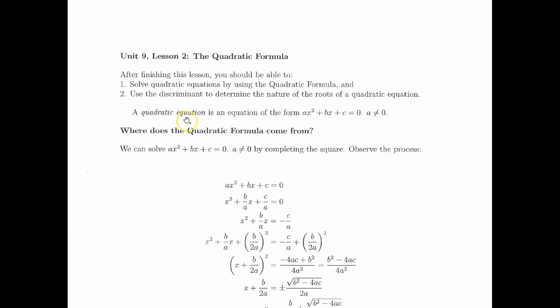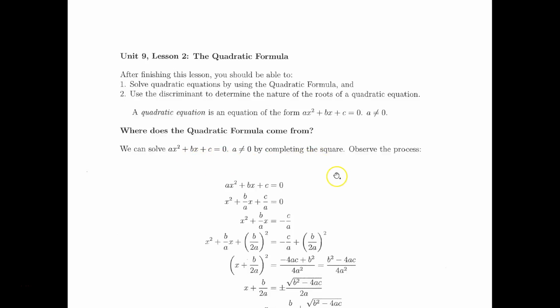So recall that a quadratic equation is an equation of the form ax squared plus bx plus c equal to 0, where a is unequal to 0, because we do want this x squared term to be part of the equation. One question that gets asked a lot in an algebra course like this is, where does the quadratic formula come from? One way of getting the solution to this equation is using the process of completing the square.